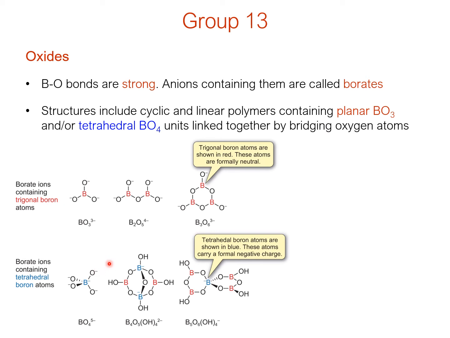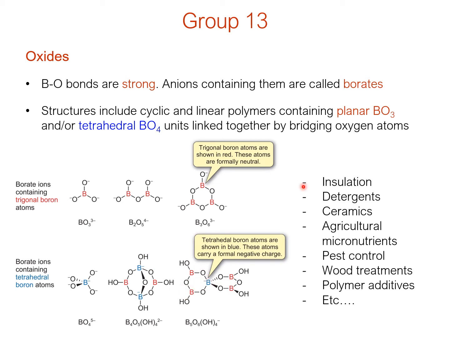The tetrahedral units actually have a negative charge on the boron as well, and they can make these larger 3D cages almost, and then you can get the big polymer chains like this. And they're used in a wide variety of things. We've already seen pesticides, but insulation, ceramics, and aluminium oxide is also used quite a lot in ceramics as well.